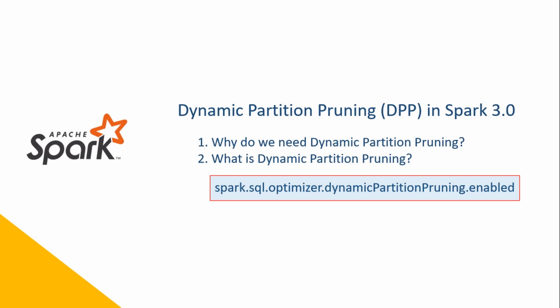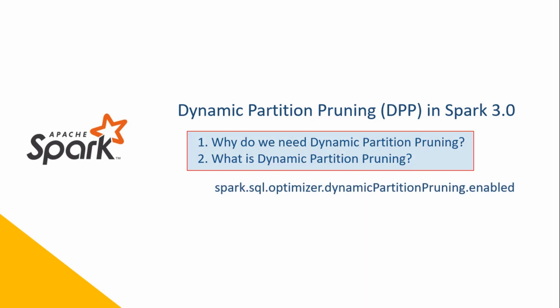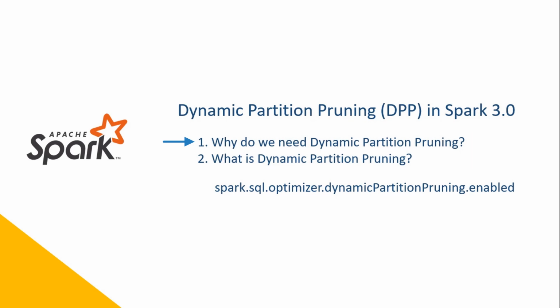The default value for this configuration is true in Spark 3.0. So you don't have to do anything to enable Spark dynamic partition pruning. But in this video, we want to understand the following. Why do we need dynamic partition pruning? And what is dynamic partition pruning? So let's start with the problem statement and try to understand why do we need it.